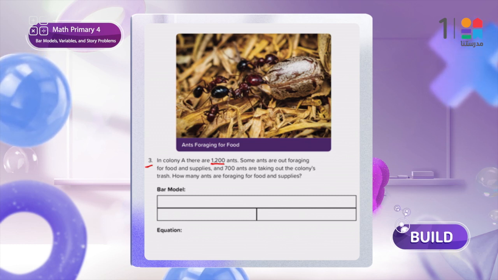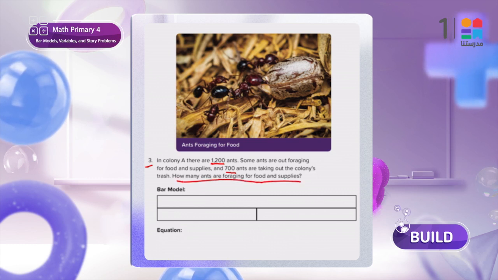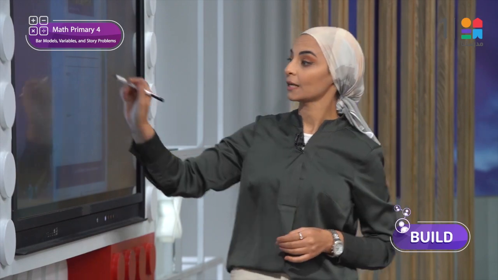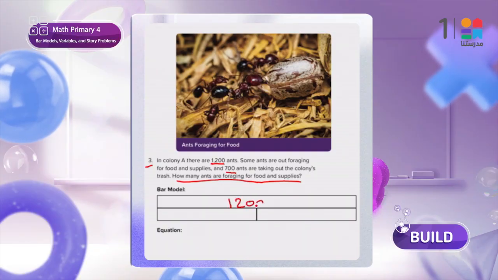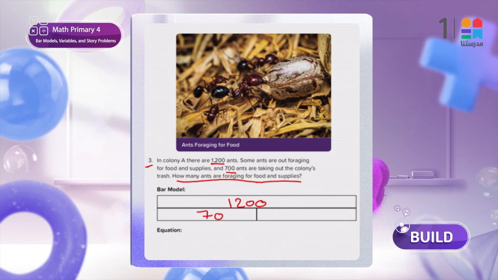Some ants are out for food and supplies. 700 ants are taking out the colony's trash. How many ants are going for food and supplies? Okay, so what is the whole number here? Yes, the whole number is 1200. This is the whole number. And what about 700? 700 of them go out to take the trash. 700 is a part or the known number.